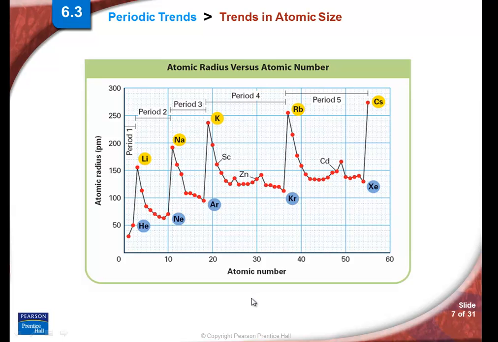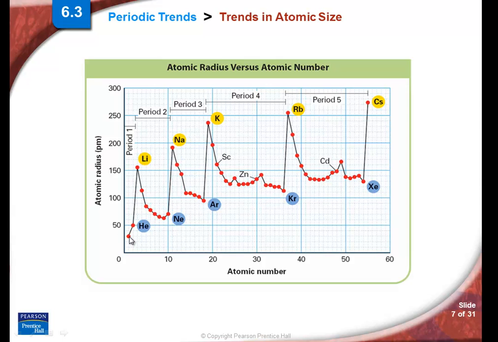Here's a fairly detailed description of how atomic size varies as you go from hydrogen way down here all the way, for this particular graph, up to element number 55, which is cesium, way up here. What they've done is simply ordered the elements by atomic number, so they're plotting the atomic number on the X, and on the Y, they're plotting atomic radius. And it's very interesting, some of the trends that you see, right?